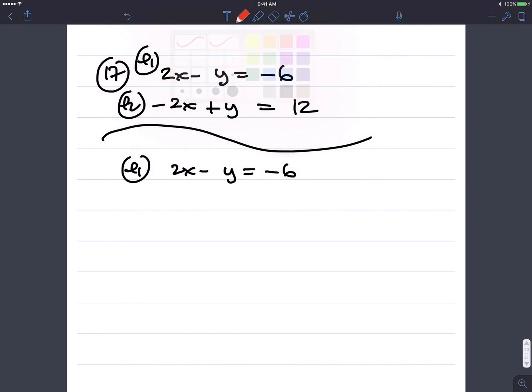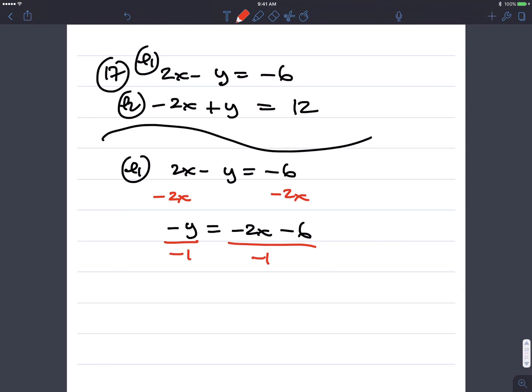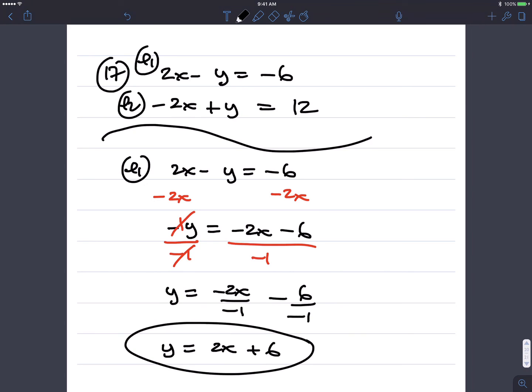I'm going to solve for y. I'll subtract 2x from both sides. We get negative y is negative 2x minus 6. Divide both sides now by negative 1, where my negative 1's cancel. And I'll find that y is negative 2x over negative 1 minus 6 over negative 1, or y will be positive 2x plus 6. That's my first line.